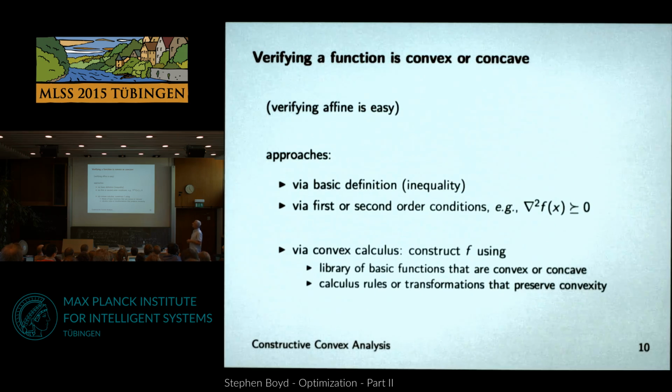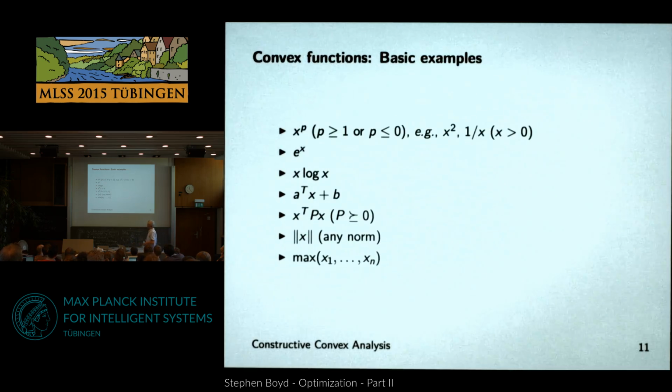And then you're going to have a set of calculus rules or transformations that preserve convexity, okay? Most of these are going to be very obvious. A few are not going to be obvious, okay? So that's how it's going to work. And we're also going to find out, it's even cooler than that, because mathematically, it's going to come down to there's only one rule. But we'll get to that. Okay, so let's start with some simple things.